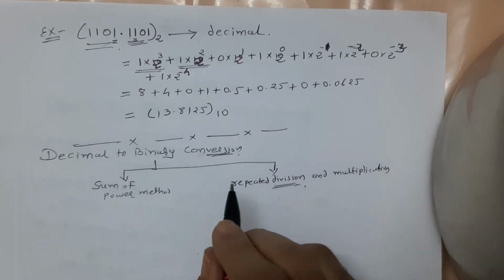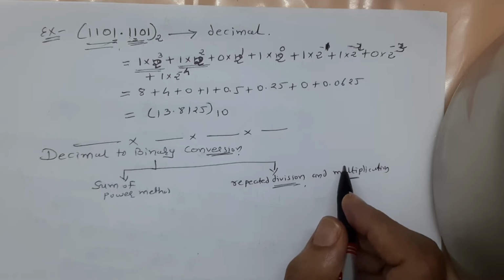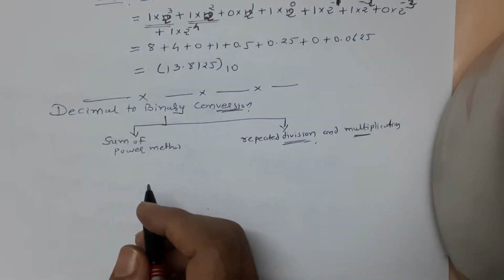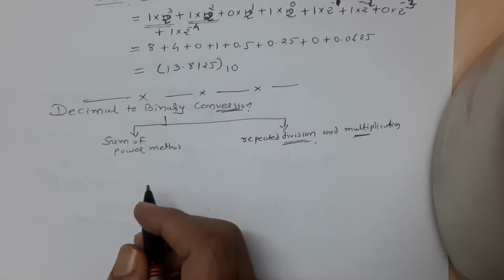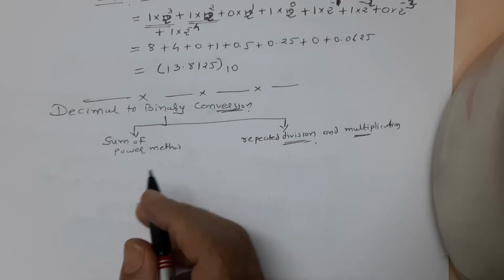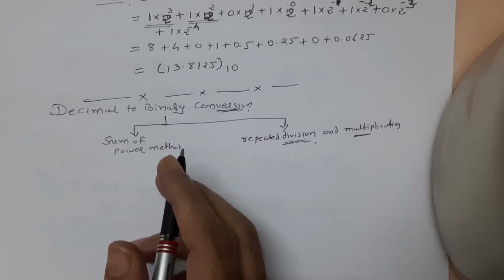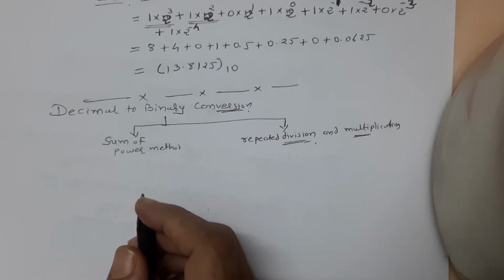Division means integer part, multiplication means fractional part. We will discuss this with examples so you understand how to convert decimal to binary, right? With one or two examples you will already get the idea. So for this we take an example.